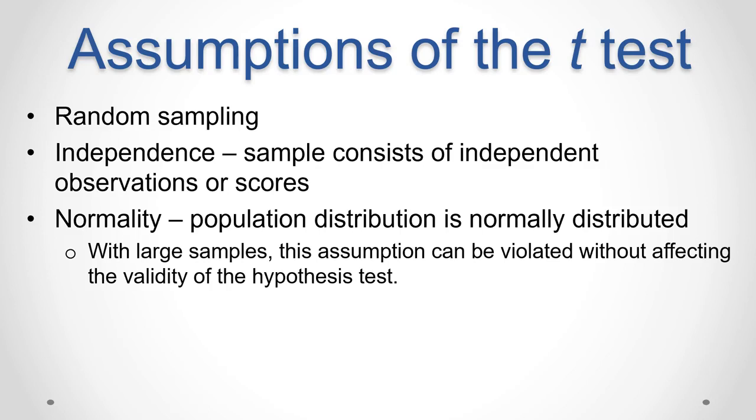The assumptions of the one-sample t-test are the same as the z-test. We assume that the sample is selected through random sampling. The sample consists of independent observations or scores. We also assume that the population distribution is normally distributed. With large samples, this assumption can be violated without affecting the validity of the hypothesis test.